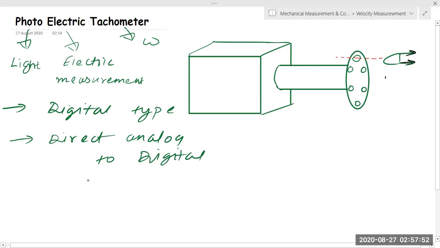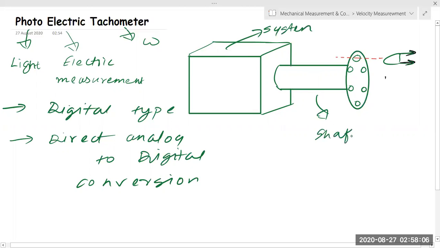This is very important. Now, before proceeding forward, I'd like to go through all the parts that are there. This is the system. This is the shaft which is connected to the system. This is my disk. This disk is opaque, and it also has some holes, you can see. So this disk has some holes.